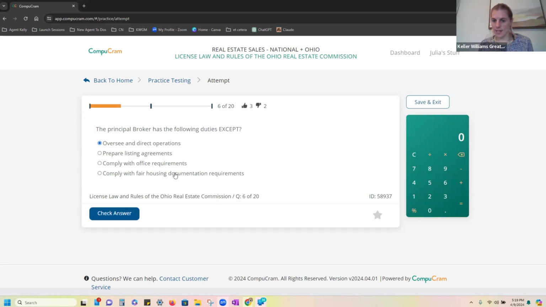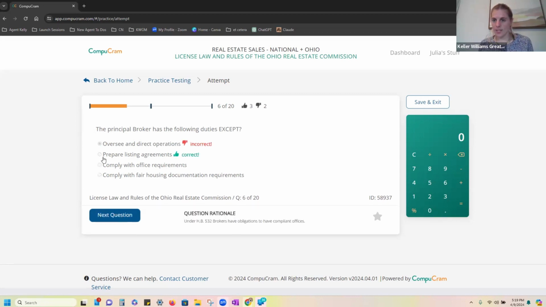We have A is actually going to be B. And the reason for that is B, prepare listing agreements. So principal brokers don't prepare listing agreements. It would be prepared by an attorney, but brokers are the ones who do get executed listing agreements. So that was a tricky one.